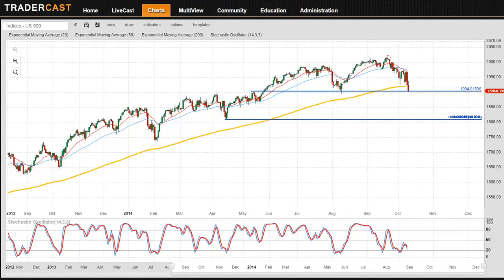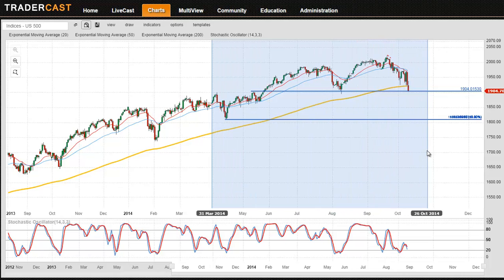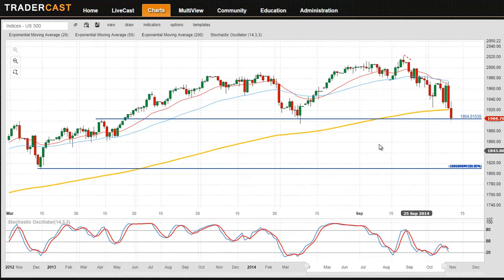The daily timeframe chart of the S&P 500 appears to be a topping pattern, and the current price action is testing some fairly important support levels. If we zoom in a bit more and see this a little more clearly, what I'm referring to is this previous high and also this previous low and the current low at the 1905, 1906 level.